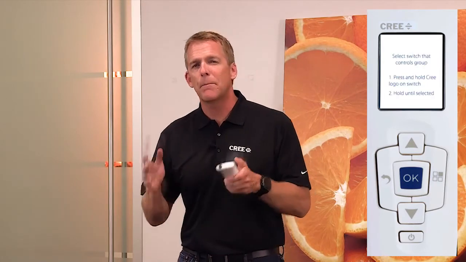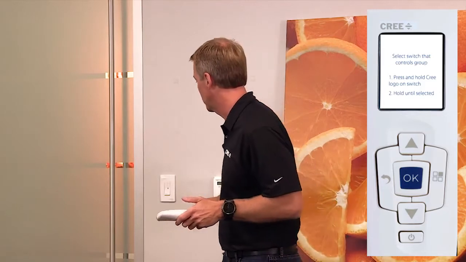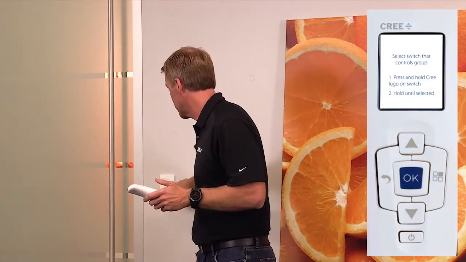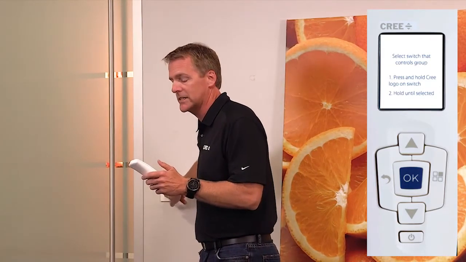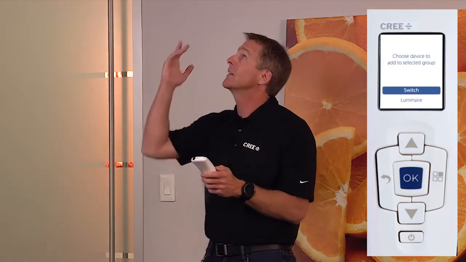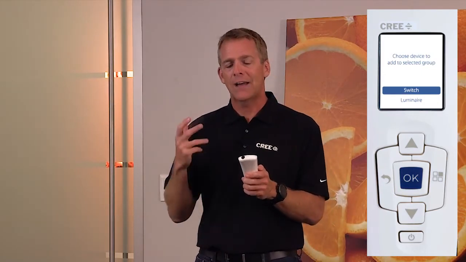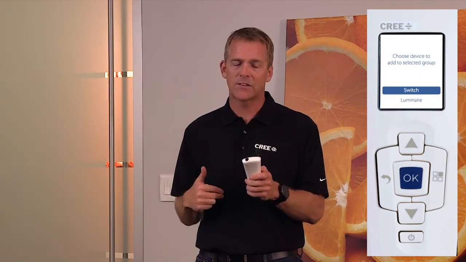The first thing is I want to pick the switch that controls the switch group that I want to work with. So I come over here, and the instructions say press the Cree logo until it's selected. And the great thing is that the CT will actually respond and the lights that are controlled actually dim down, so you know you selected it. And now I have to choose a device to add to the selected group.